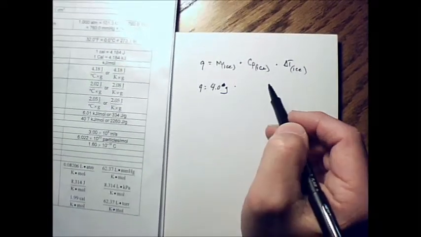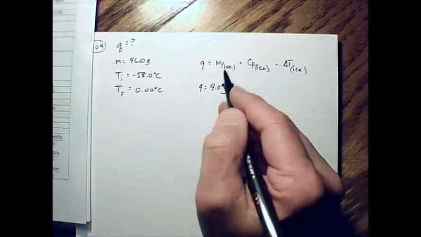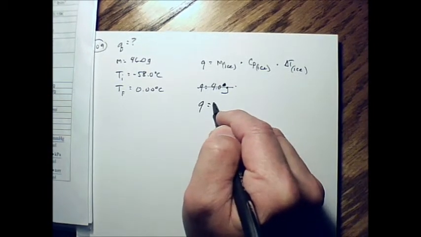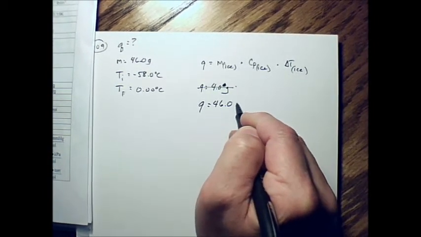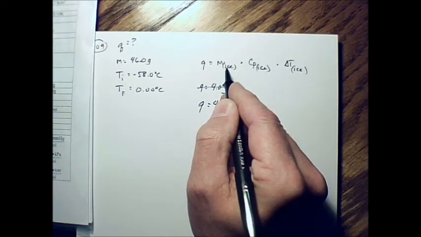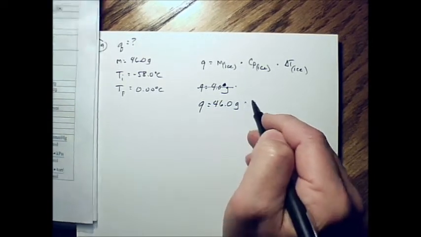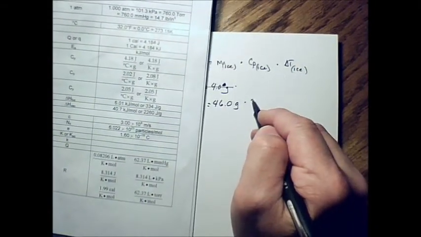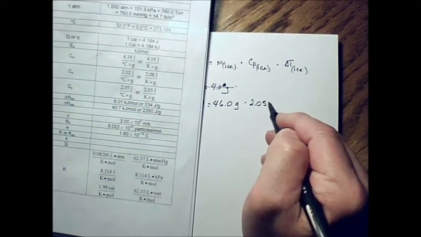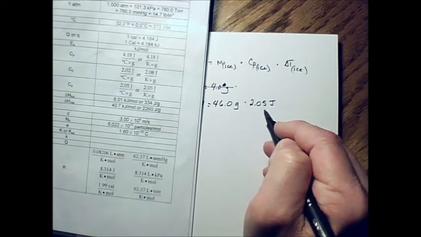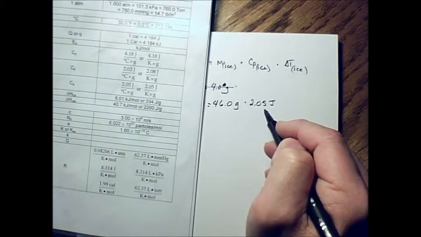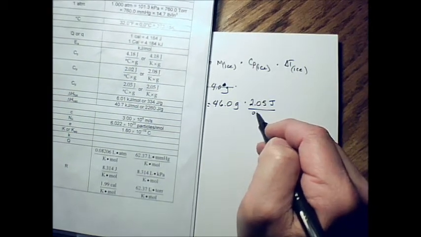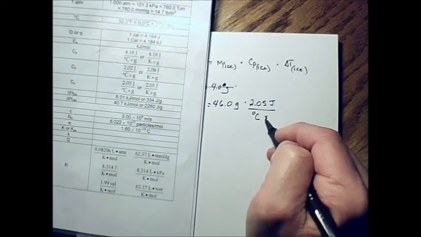I'm sorry, it should be 46.0. Q equals 46.0 grams, that's this number right here for this symbol, times the specific heat. The specific heat for the solid water is 2.05 J, where J stands for an energy unit called joules, over degrees C times grams.